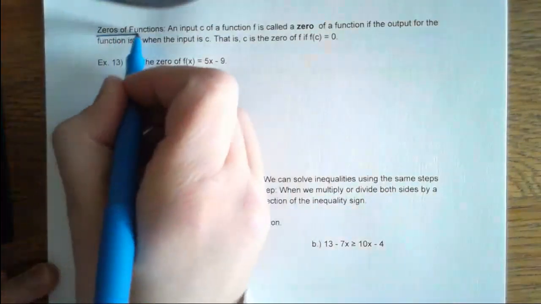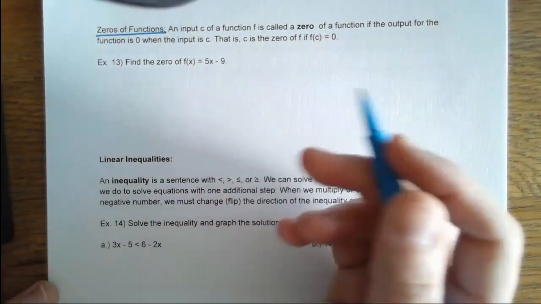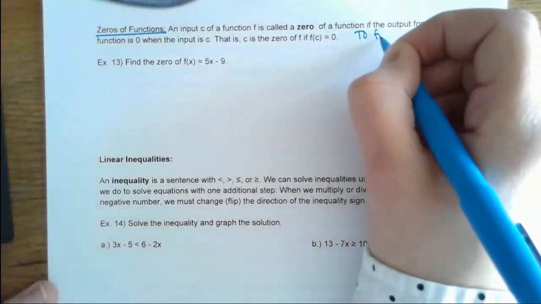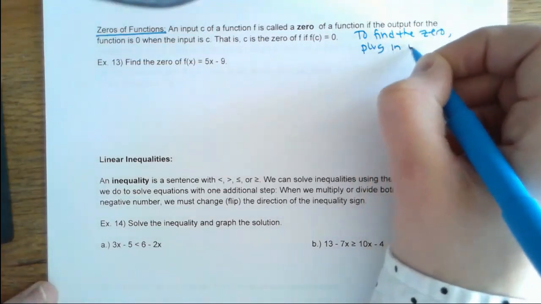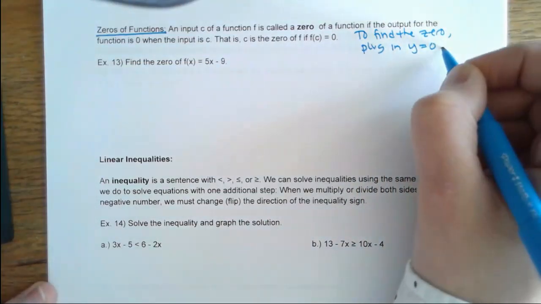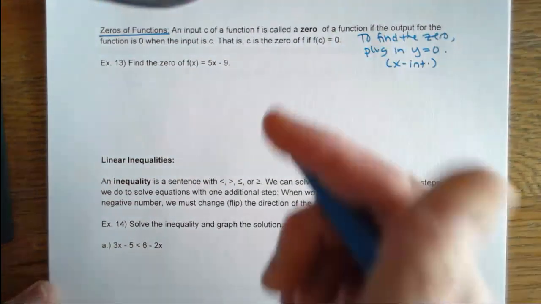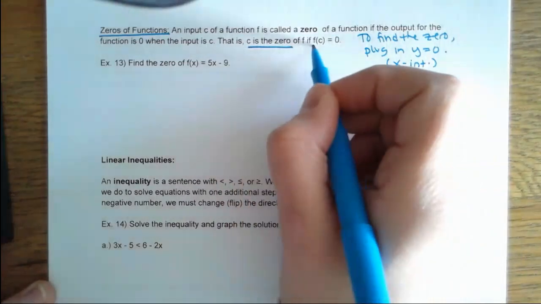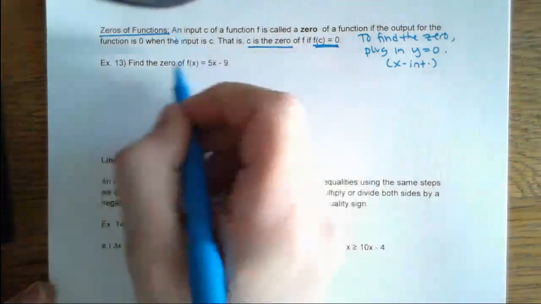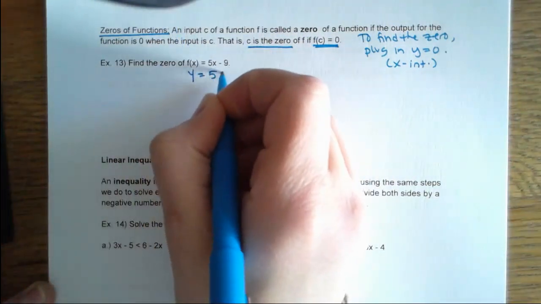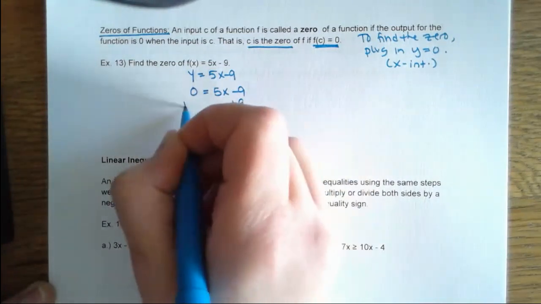So the zero of functions. Zero is really another way to think of an x-intercept sort of. So to find the zero, you basically plug in y equals 0 and solve. So if they are real values, it really is just the x-intercept. So c is a 0 if when you plug it into the function, again, the y value or the output is 0. So to find the 0 here, again, this is the same thing as having y equals 5x minus 9. You just replace the y with 0, and then you go ahead and solve.